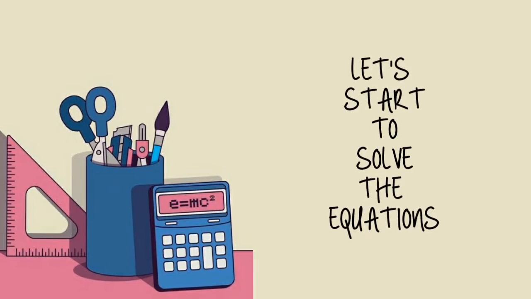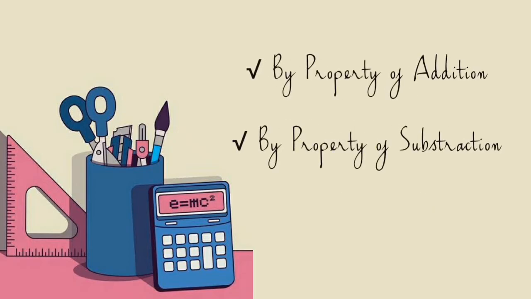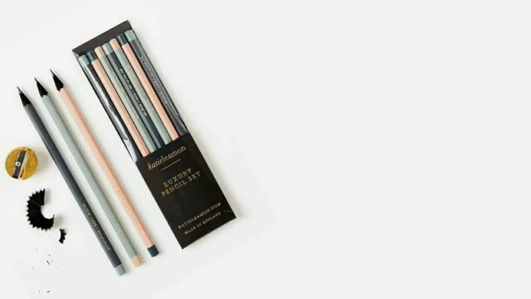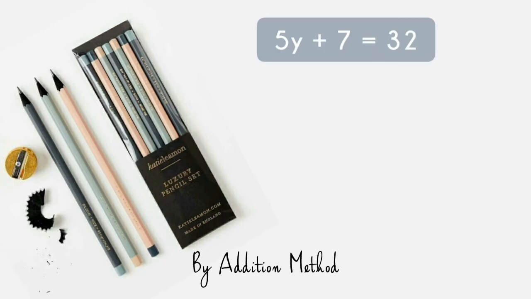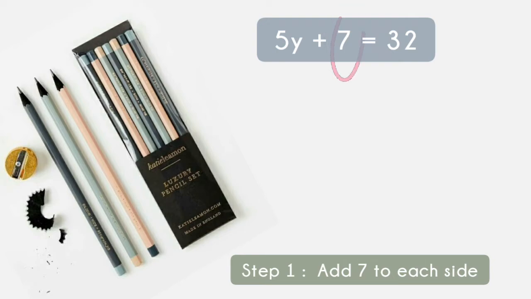So let's start to solve these kinds of equations. Today in this video we will find the value of variables by two different methods, the addition method and the subtraction method. It simply means adding the numbers or subtracting the numbers. First we take the addition method to find the value of y. Here we have to find the value of y. So the first step is to add 7 on both sides.